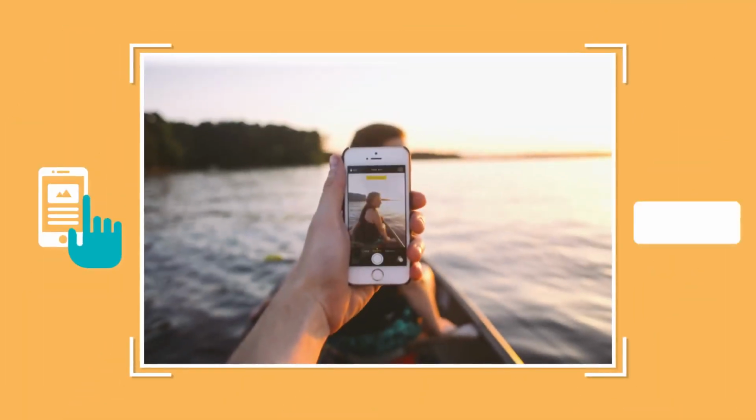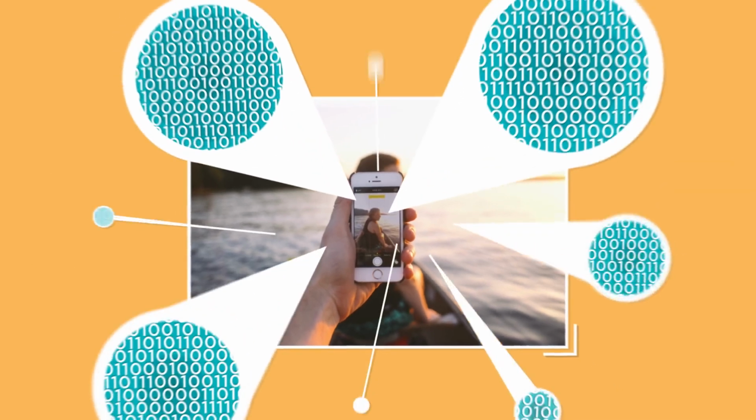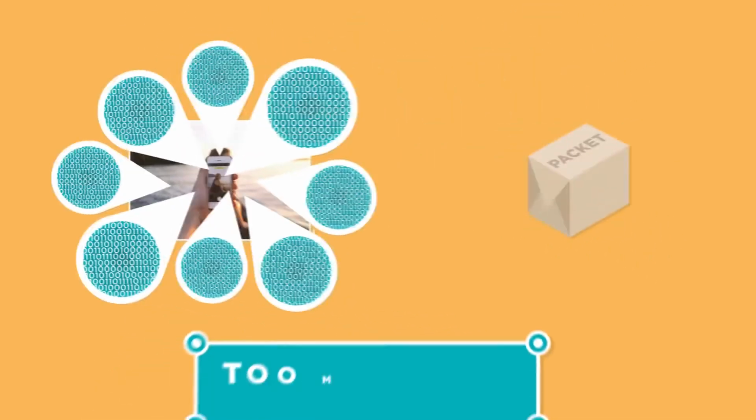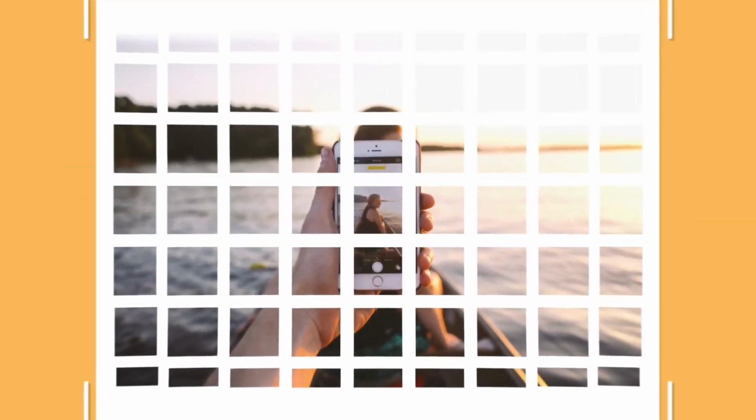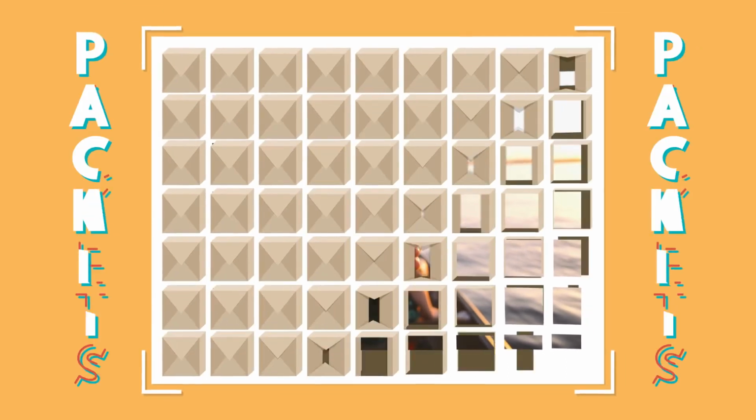If you have a very large image that you want to send to a friend or upload to a website, that image might be made up of tens of millions of bits or ones and zeros, too many to send along in one packet. Since it's data on a computer, the computer sending the image can quickly break it into hundreds or even thousands of smaller parts called packets.